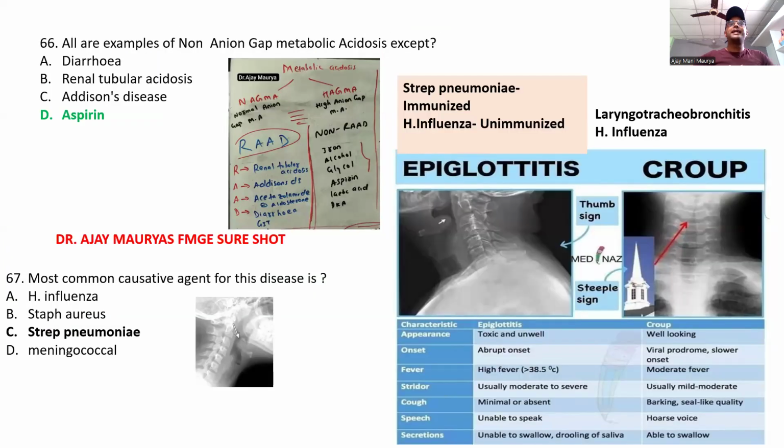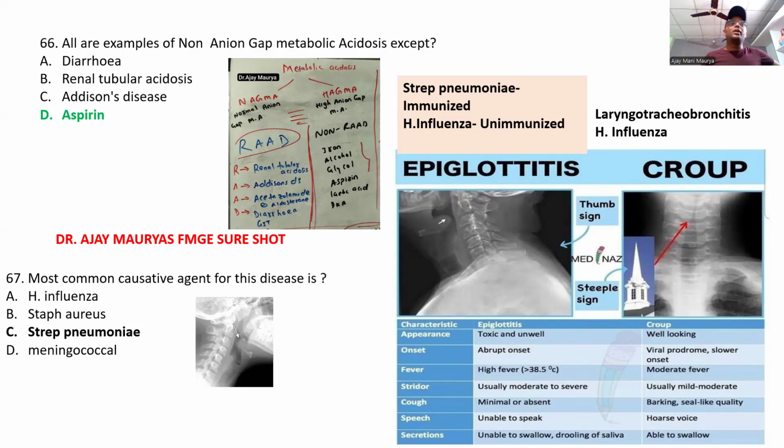All are examples of non-anion gap metabolic acidosis except. Here we have NAGMA and HAGMA. NAGMA means normal anion gap metabolic acidosis, HAGMA means high anion gap metabolic acidosis. Remember only one: for NAGMA the mnemonic is RAD: renal tubular acidosis, Addison's disease, acetazolamide, aldosterone deficiency, and diarrhea, the GIT related. So you can see here aspirin comes in the HAGMA. Please remember this table, guys.